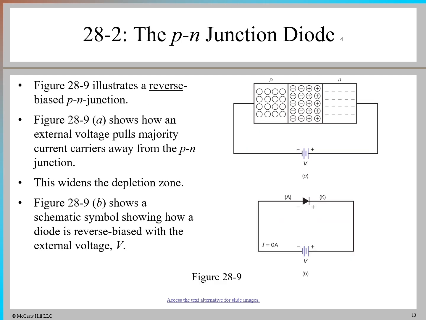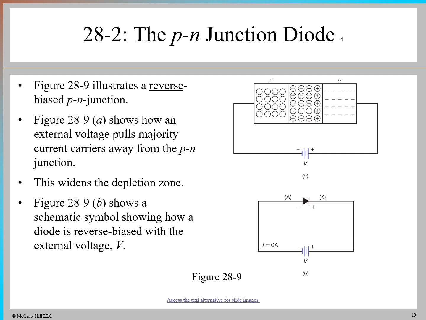In a reverse bias p-n junction, the negative terminal of the voltage source is connected to the p-type semiconductor, and the positive terminal is connected to the n-type semiconductor. This causes the electrons on the n side to be pulled away from the junction and the holes on the p side to move away as well, increasing the width of the depletion zone.